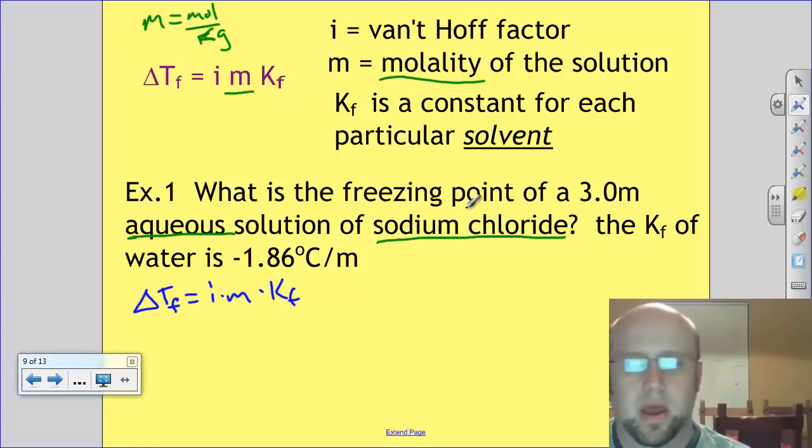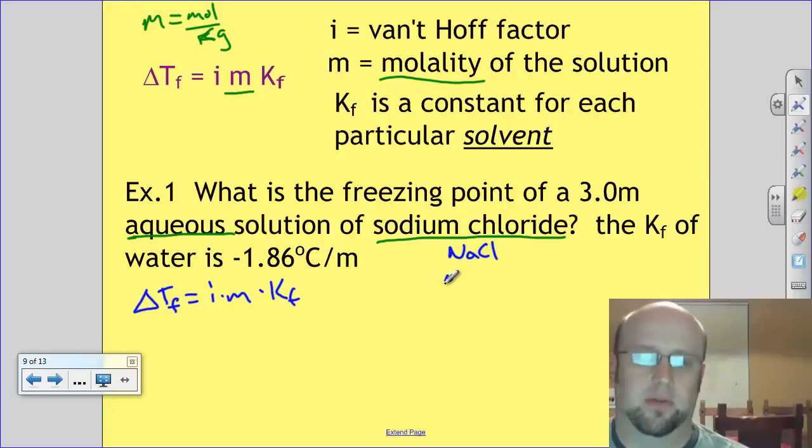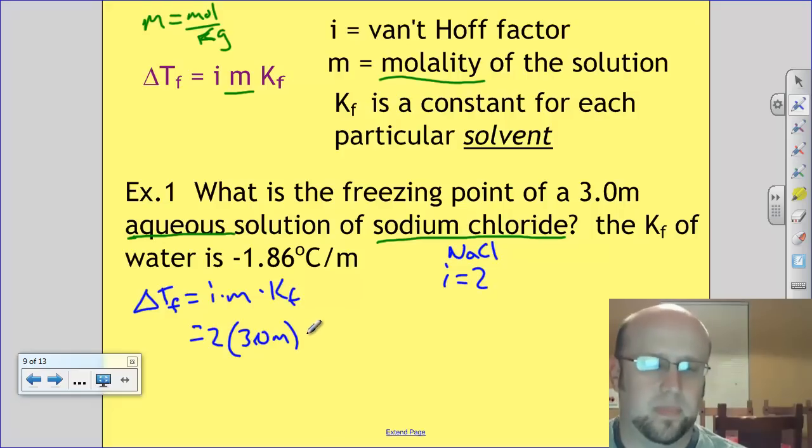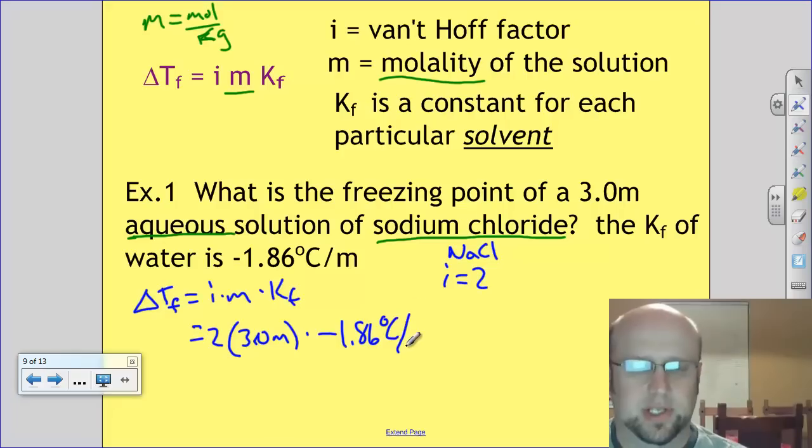This is sodium chloride, NaCl. We've done this a bunch of times already in this lesson. How many particles does that form? Right, it breaks up into 2. So I plug 2 in. My molality is given to me, 3.0 molal, times my Kf value that is also given to me, negative 1.86 degrees Celsius times molal.